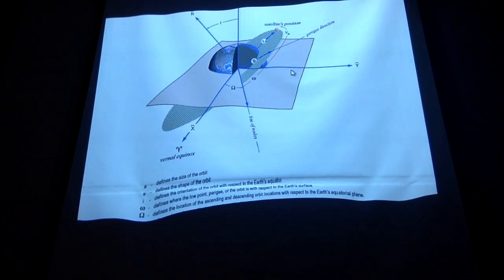The size of the orbit. I told you this, H also defines the size of the orbit. But strictly speaking, you know what A is now. What is A? Come on guys, what is A? A is the size of the orbit. Semi-major axis.